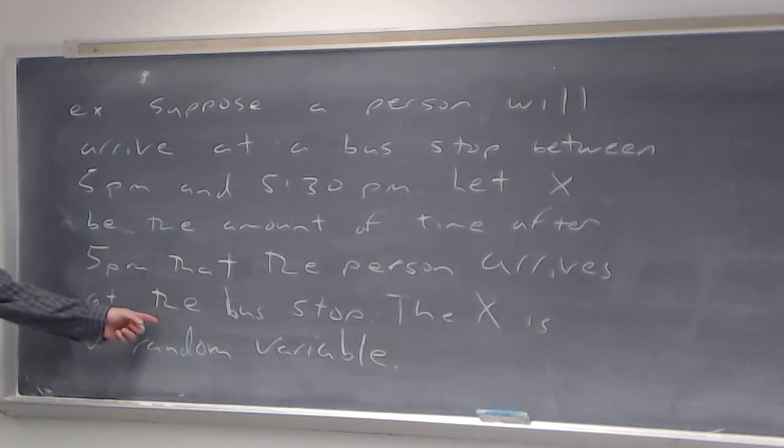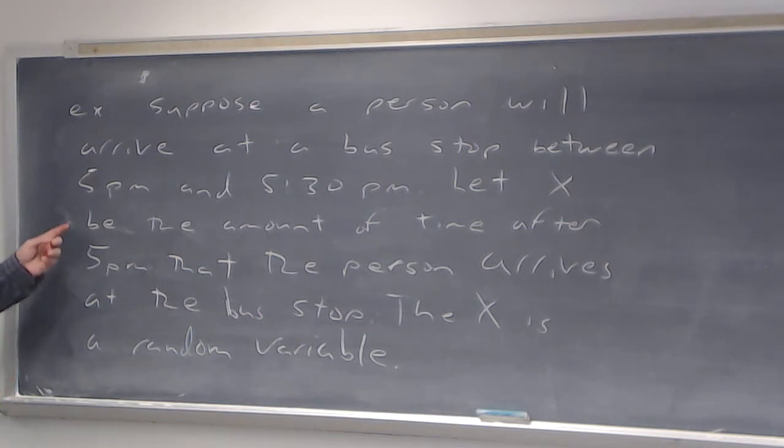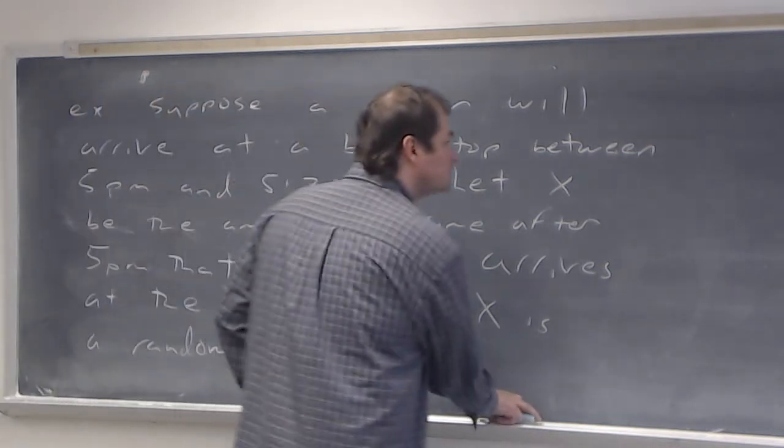What I mean by this situation is that if the person shows up at 15.3 minutes, okay, whatever that is, then X of that time is 15.3 minutes. Okay? And so there are infinitely many, or uncountably many answers for the output values of this X.